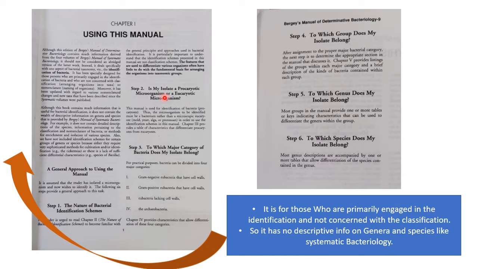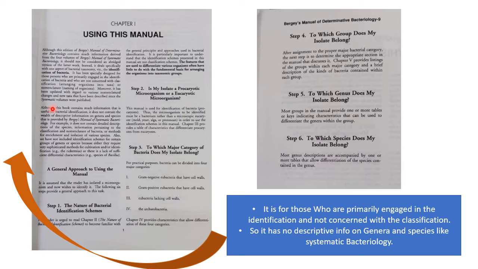Second step. Before using Bergey's manual, you should know whether your isolate is a prokaryotic or a eukaryotic microorganism. Why? Because this is Bergey's Manual of Determinative Bacteriology, that means the study of bacteria. Bacteria are prokaryotes, not eukaryotes, so you will get only prokaryote information in this manual. If you are dealing with fungi, algae or yeast, that comes under eukaryotes and Bergey's manual is not used for them.